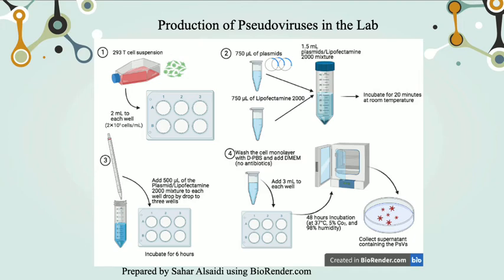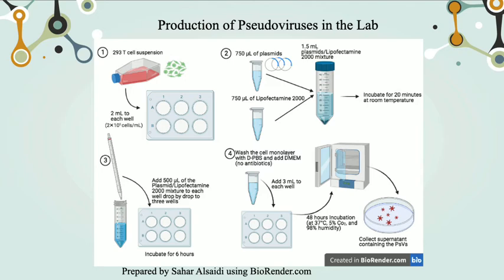The lipofectamine plasmid complex is incubated for 20 minutes at room temperature before adding the 293 T cells to the monolayer in step 3. The mixture is incubated with the cells for 6 hours at 37 degrees Celsius, 5% carbon dioxide, and 93% humidity to allow the plasmid to be delivered into the cell.